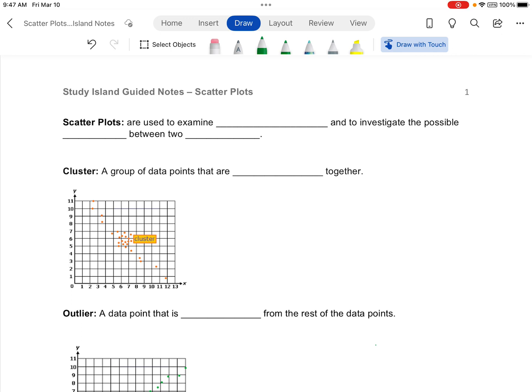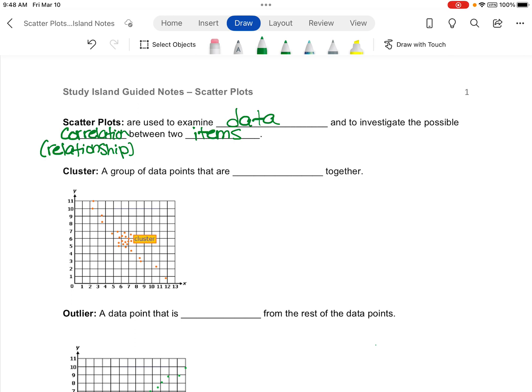So first, scatter plots are used to examine data and to investigate the possible correlation, and correlation means relationship, between two items. Okay, so you should be filling in the blanks as I go along. So what is a scatter plot? A scatter plot is used to examine or look at data and to investigate the possible correlation or relationship between two items. Okay, and we'll take a look at examples of scatter plots as we go along.